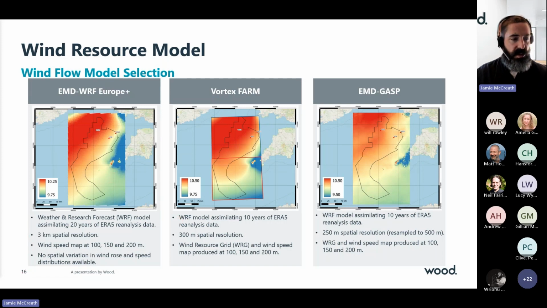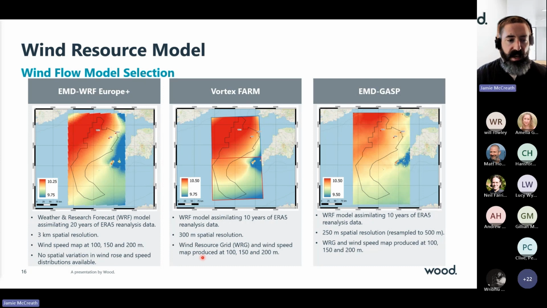And it can give us wind speed maps at heights of 100, 150 and 200 meters, which is what we're interested in for the project. The only drawback with this model is that over the whole area, it will only give you a mean wind speed. There's nothing else associated with that. So then we went on to consider the Vortex farm, which is using the same weather research and forecasting model, so that global climatic model. It's assimilating 10 years of ERA5 data, and it's got a much finer resolution, so it's at 300 meters rather than the 3 kilometers that we've got for the EMD WRF model.